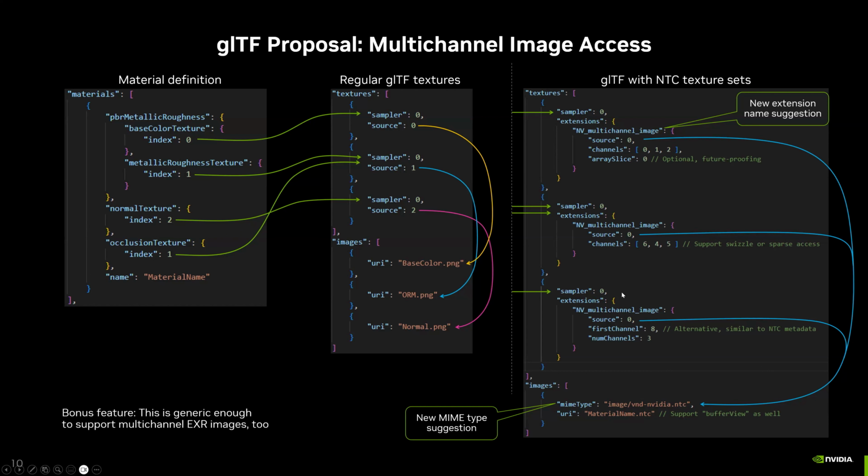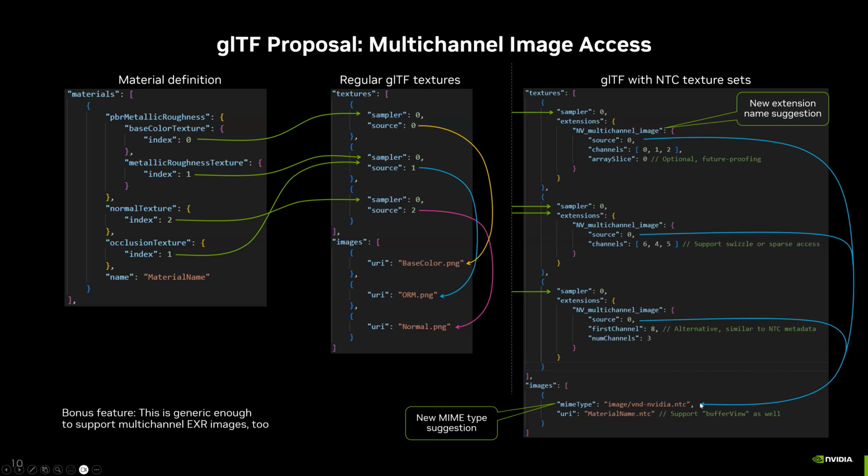An alternative, simpler solution is shown on the bottom, where instead of channel shuffle or swizzle, we take just a slice from the channel set, like channel number 8 and 3 channels starting from there. It's less verbose, but also less flexible. You couldn't do stuff like that here.